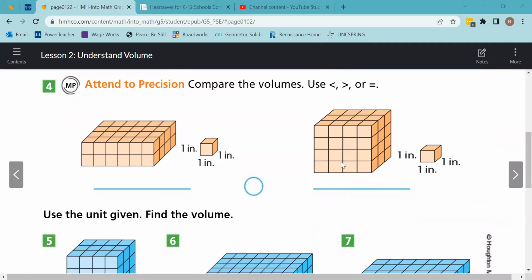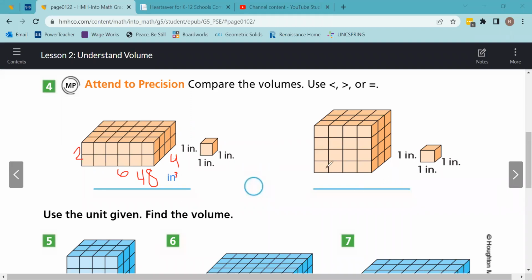Oh yes, okay, so we're going to solve both of these, and in this circle we're going to put greater than, less than, or equal to. So some of them look like, oh, that one's really bigger, and they're actually the exact same, just depending on how it's shown. Okay, 1, 2, 3, 4 deep, 6 across, I believe, and 2 tall. 6 times 4 is 24. Double 24, that would be 48 inches cubed.